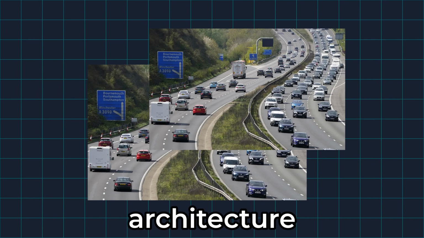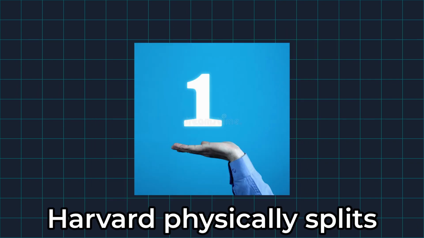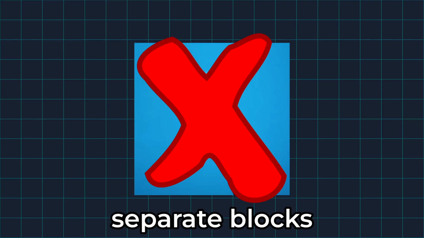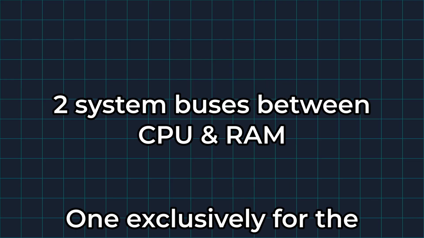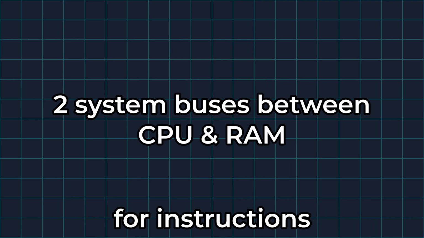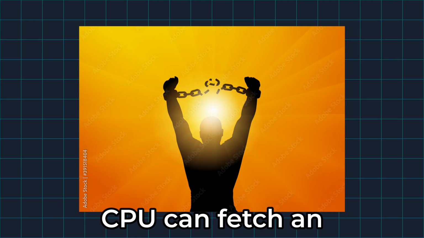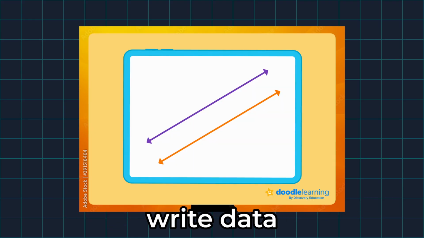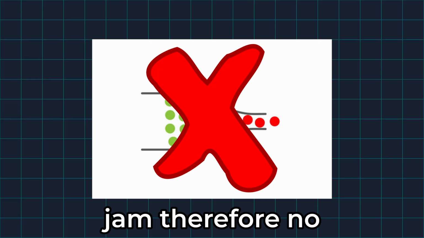This is Harvard architecture. Instead of lumping everything together, Harvard physically splits memory into two completely separate blocks: one exclusively for data, and one exclusively for instructions. Because it has dual buses, the CPU can fetch an instruction and read or write data simultaneously. No traffic jam, therefore no bottleneck.